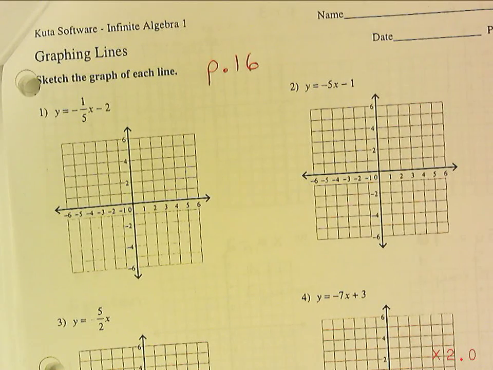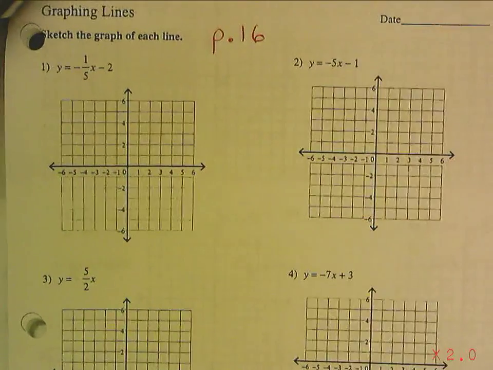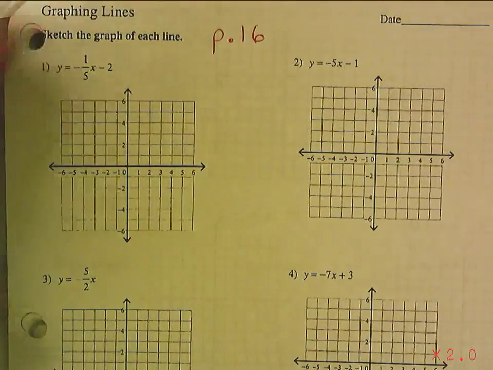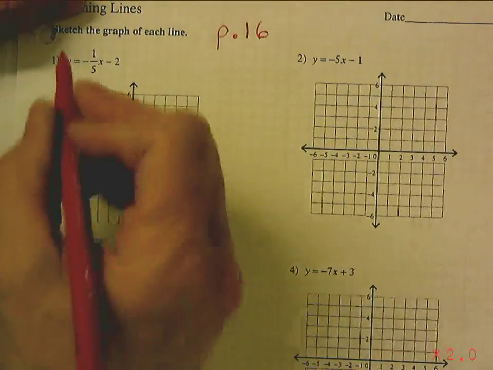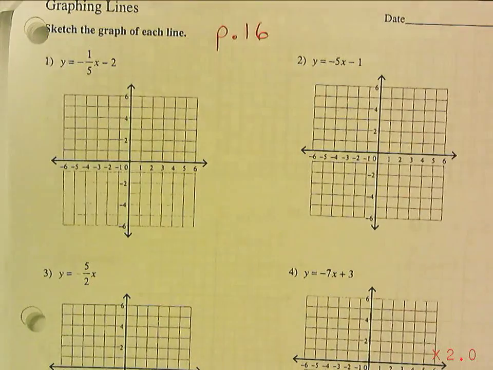Okay, now we're going to learn how to graph a linear equation from slope-intercept form. So if you look at page 16, we're going to do number 1 together. Now number 1 is already in slope-intercept form. If it wasn't, the first thing you'd have to do is put it into slope-intercept form.